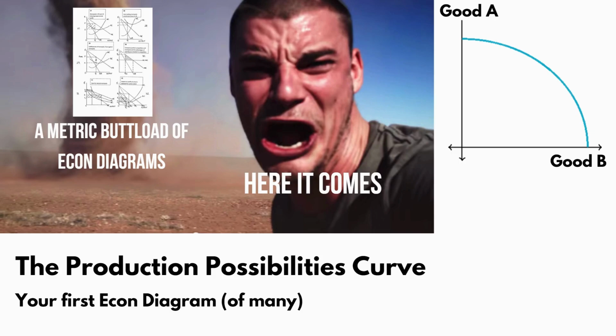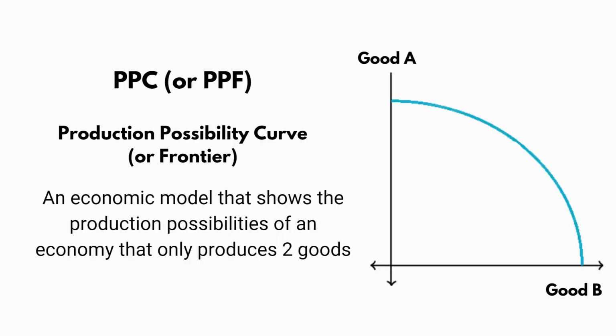The Eternal Student here, and today we'll be going over the Production Possibilities Curve, also known as the PPC. Now, the PPC is usually the first diagram you'll encounter while studying economics. The textbook definition states that it is an economic model that shows the production possibilities of an economy that only produces two goods. But what does this actually mean?